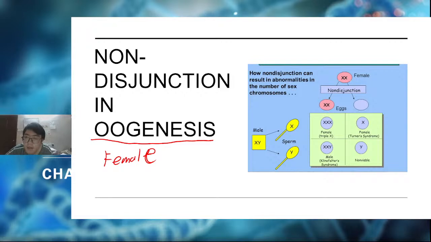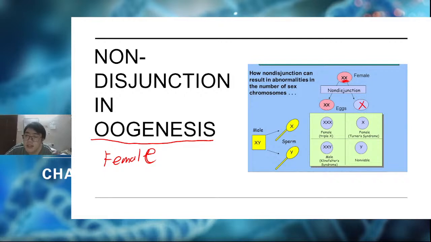It doesn't matter whether it is meiosis 1 or meiosis 2, because female only has XX. So it only contains 2 results. Either it contains XX or nothing. So in the normal condition, the egg produced must contain only one X.